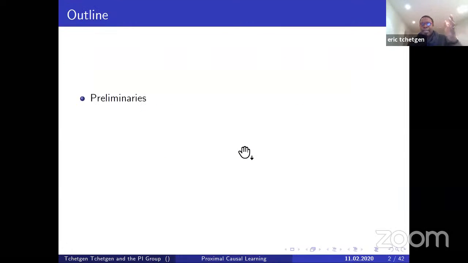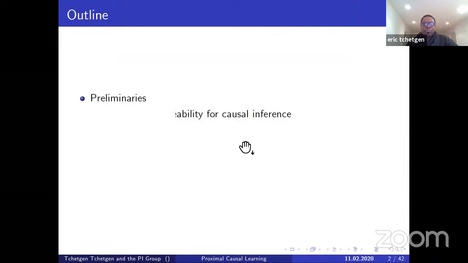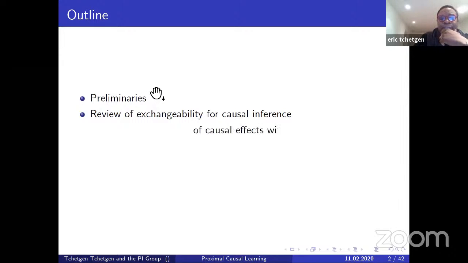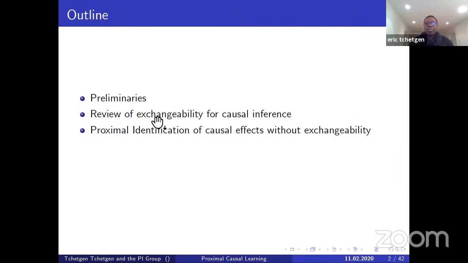So first, an outline of my talk. I'll start off with some preliminary review of exchangeability and concepts of exchangeability in causal inference. Everyone would probably be familiar with that. I'm going to discuss it a little differently just to set up the framework. And then the goal of today is to introduce an alternative to exchangeability, which we call proximal causal inference.